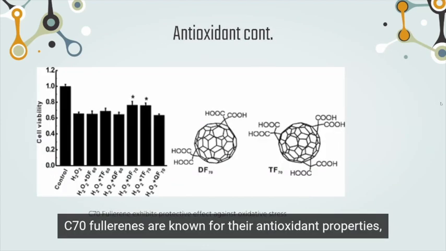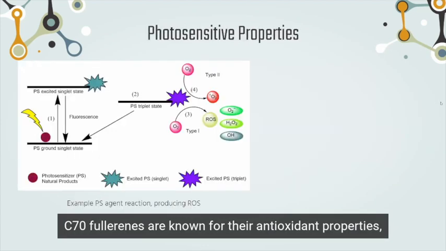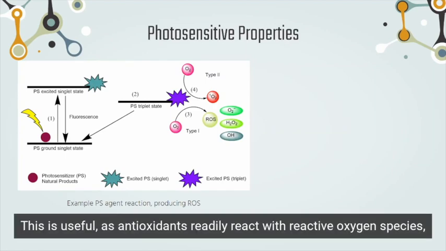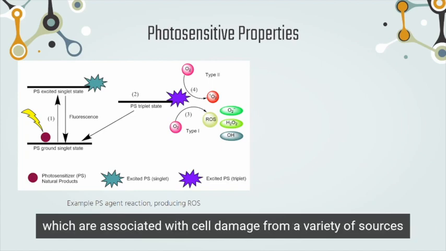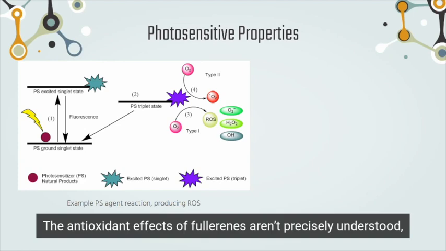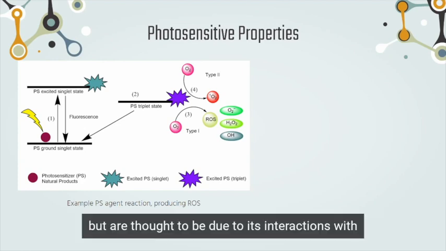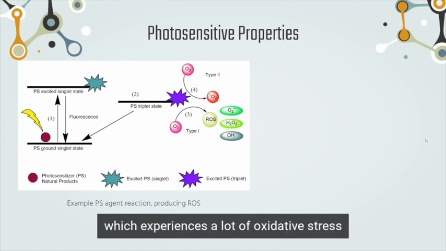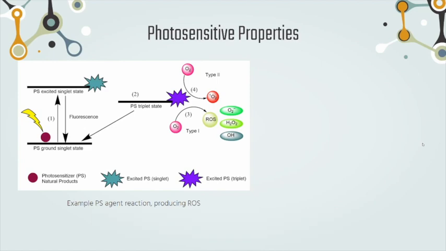C70 fullerenes are known for their antioxidant properties, which arise as a result of their electron distribution within their structure. This is useful as antioxidants readily react with reactive oxygen species, which are associated with cell damage from a variety of sources, such as cancer or aging. The antioxidant effects of fullerenes aren't precisely understood, but are thought to be due to their interactions with the inner mitochondrial membrane, which experiences a lot of the oxidative stress from the oxidative phosphorylation pathway.